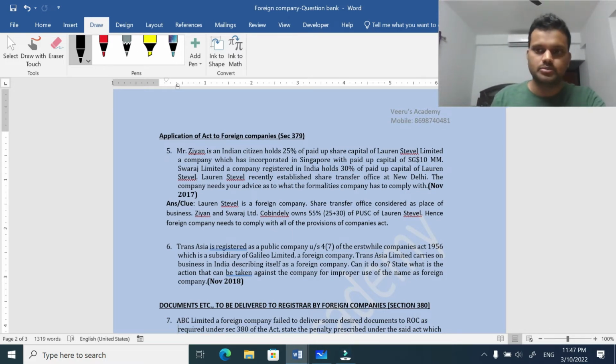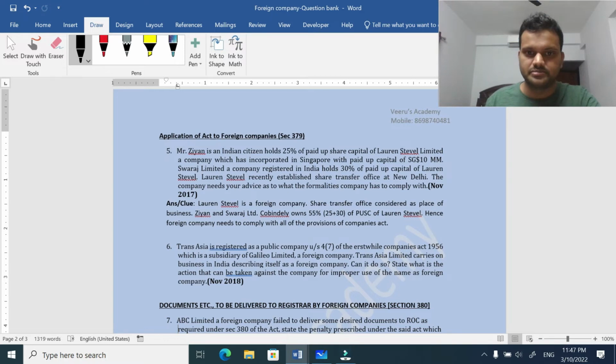This question contains two parts. The first thing is whether Lauren Stevel is a foreign company or not. We need to decide that. What is the first condition? It should be incorporated outside India. It is incorporated in Singapore, so it is incorporated outside. Next, it should have a place of business in India. It has a share transfer office in New Delhi, which means it has a place of business in India. We already discussed this, so it's a foreign company.